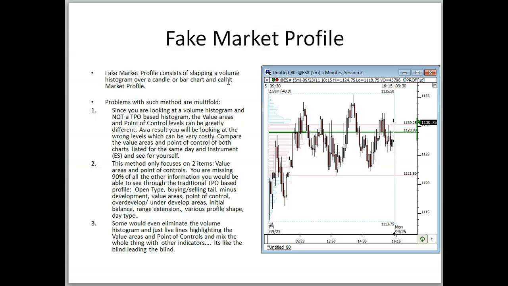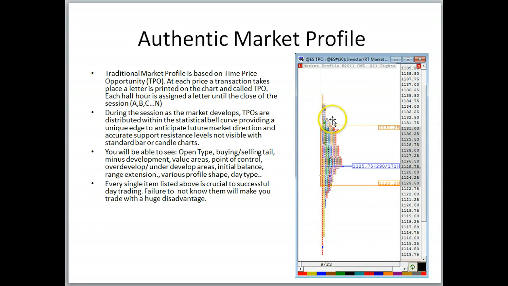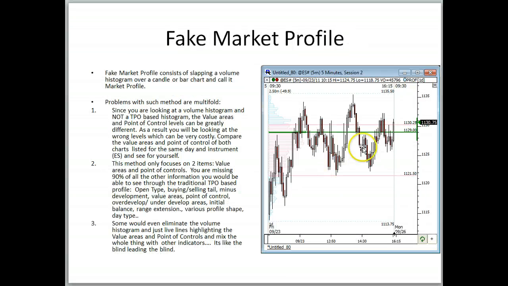They put a volume histogram over a candle chart and only focus on three things: value area high, value area low, point of control. Now, what's missing here? What's missing here is that, number one, this is not TPO based, it is volume based. So the histogram that you are seeing here is not the same histogram as you are seeing here. It's a completely different product, completely. As a result, you will get wrong levels.